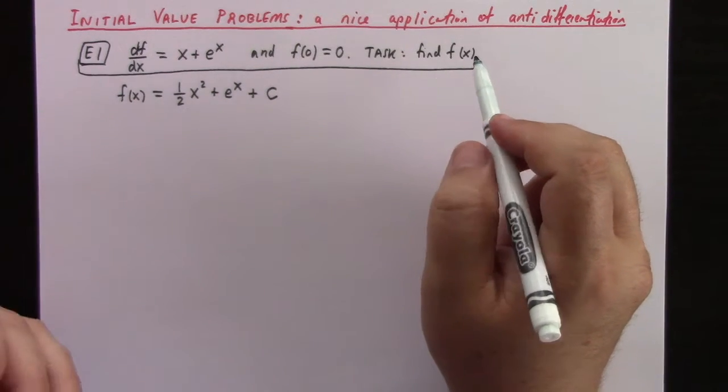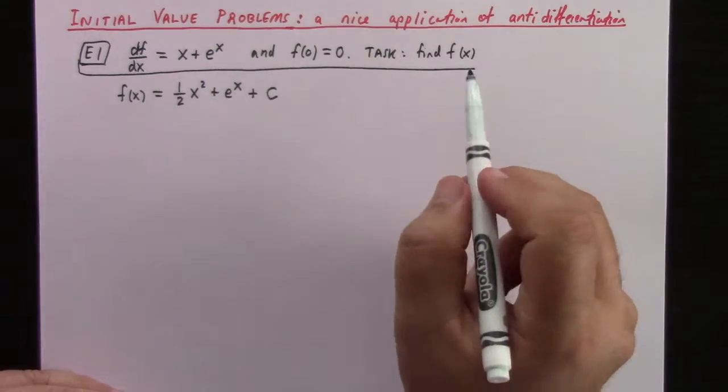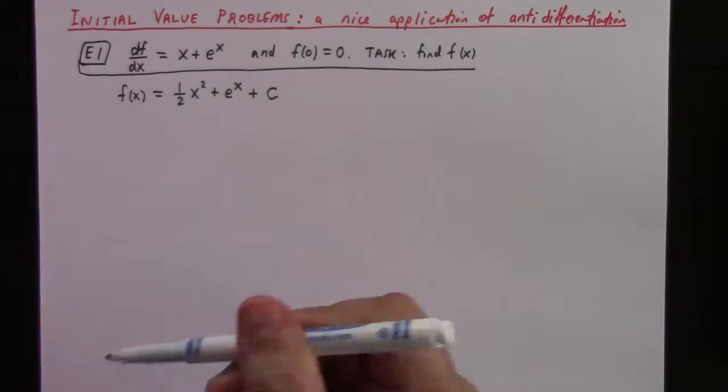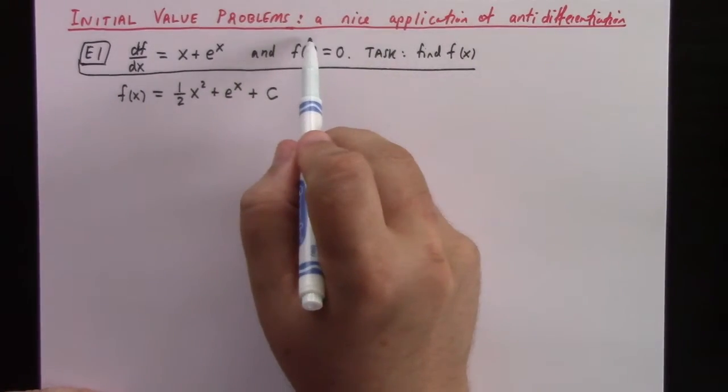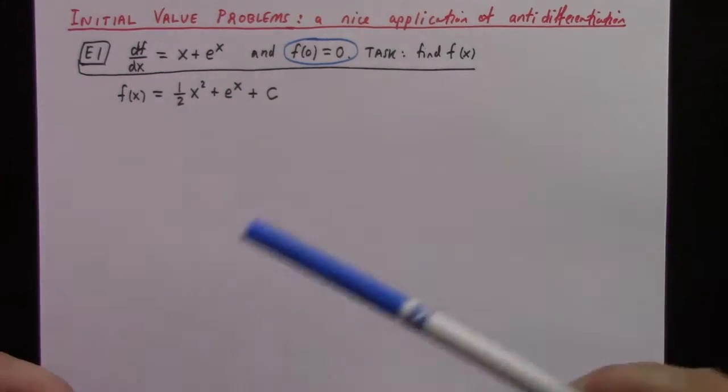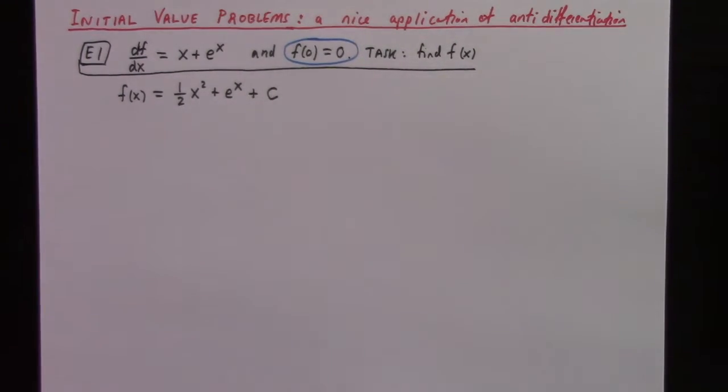But then the thing is, this isn't just indefinite integration. This time I'm given this extra piece of data, the so-called initial value. It doesn't have to be at 0. I just did 0 to keep it simple here. I'll do the next one at something other than 0. So f of 0 is 0.